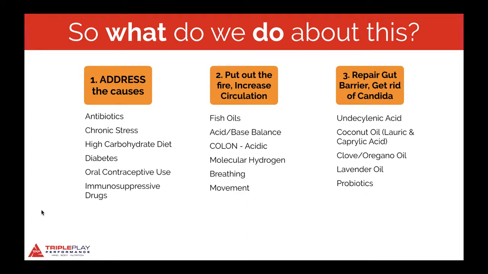I use Thorne Research SF722 that has really good undecylenic acid, clean undecylenic acid. Clove and oregano oil if you're into essential oils. Lavender oil is another good one, and then a good strain of probiotics, just to kind of get that microbiome back into balance. So this is pretty much the 3-step process to get rid of Candida and get everything back into balance.